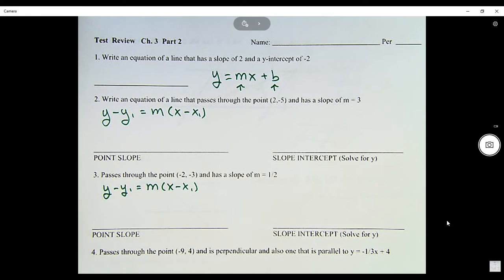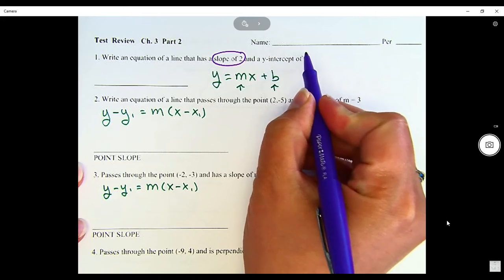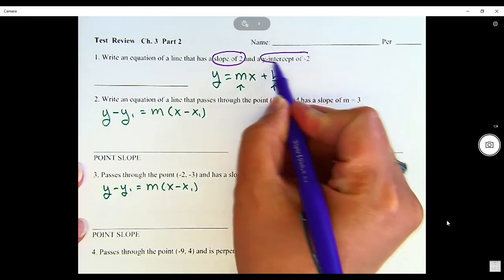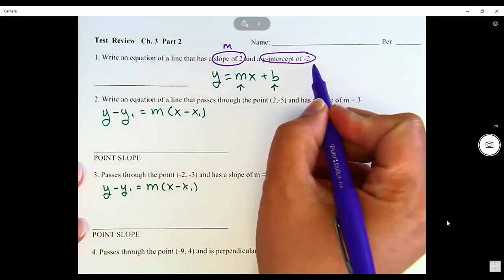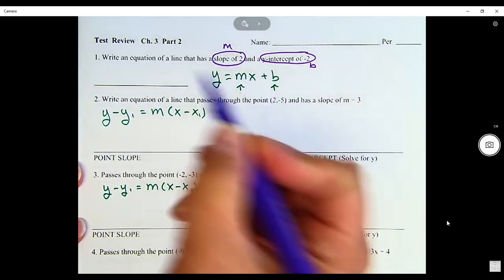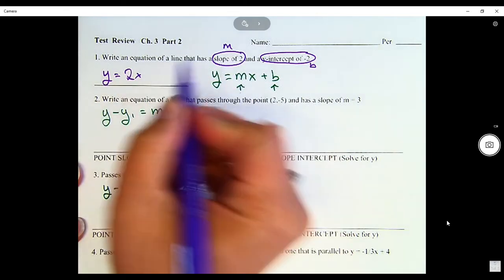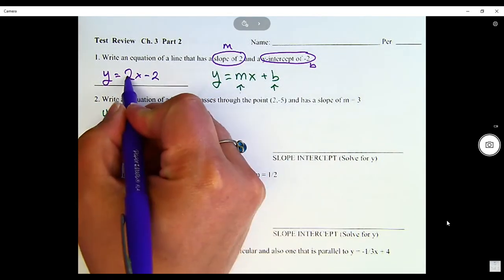Number 1, write an equation of a line that has a slope of 2 and a y-intercept of -2. All right, so they gave us an m and they gave us a b, and all we have to do is plug those two items into our slope-intercept formula. So y equals 2x minus 2.